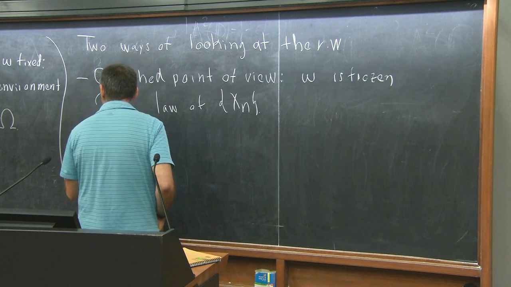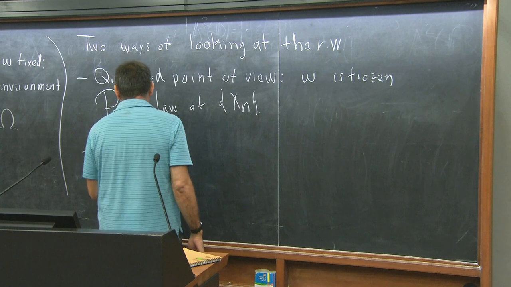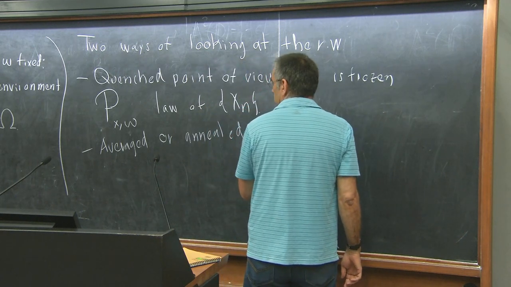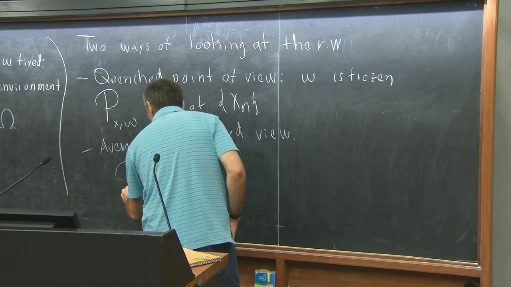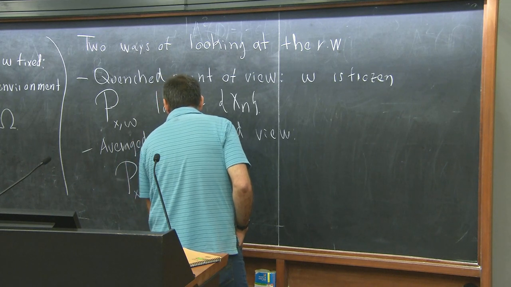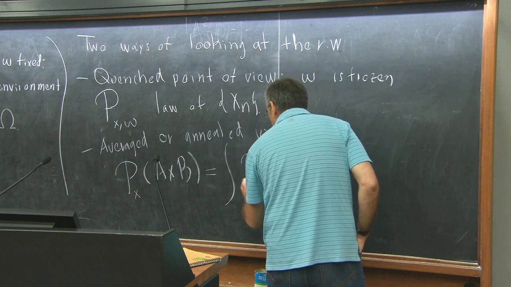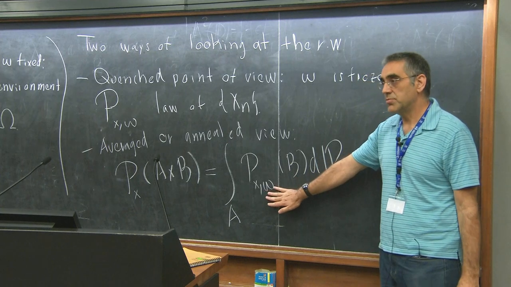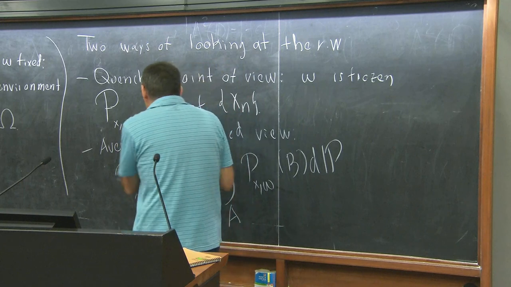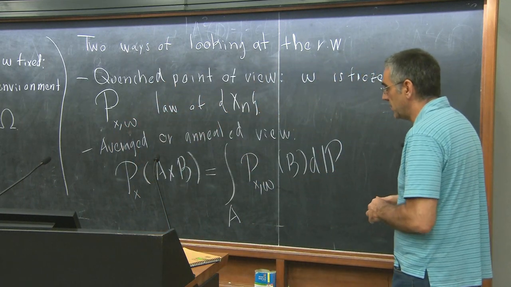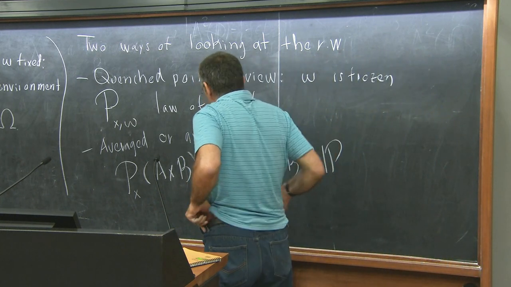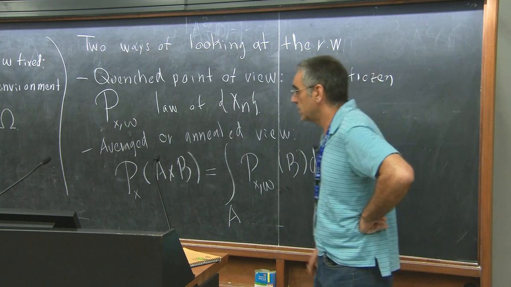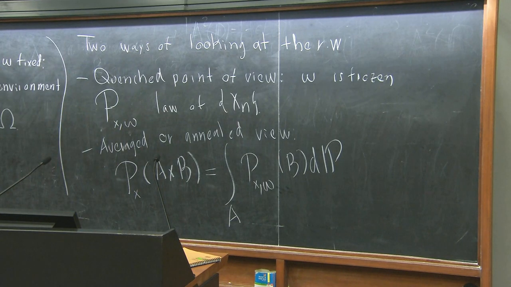But there's another point of view which is usually called the averaged, sometimes annealed, which means that I want to study the movement of the random walk, but averaging what's going on with respect to the environment. So I'm essentially taking an average here over the environment of the law. The behavior of the random walk under both measures is not necessarily the same, actually. And actually, the averaged law has the disadvantage that the random walk is not Markovian under it.